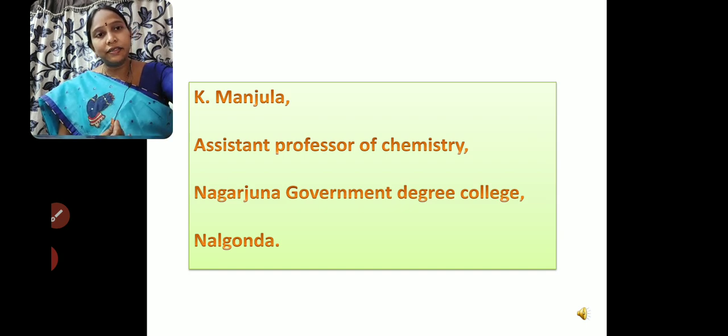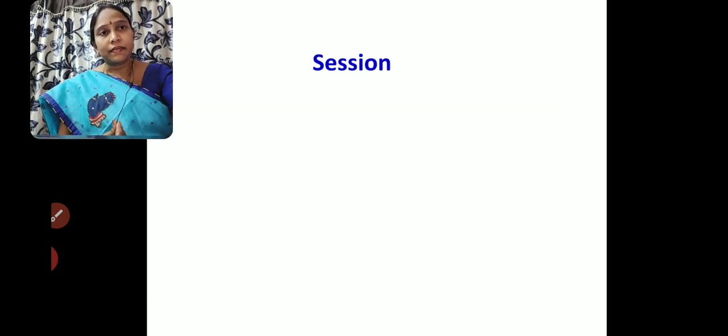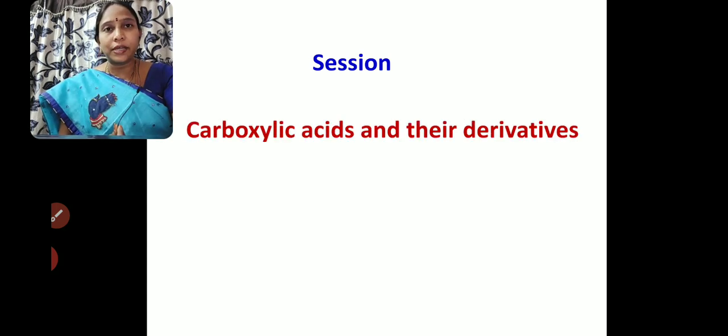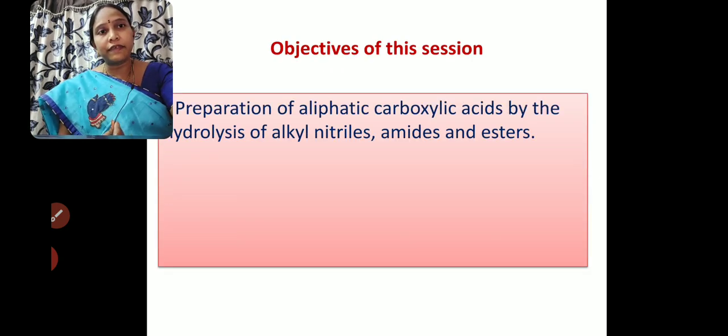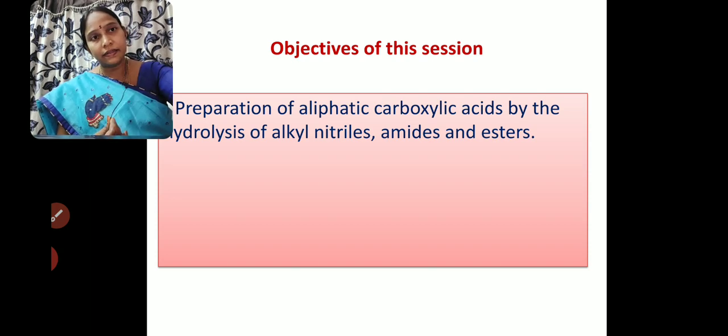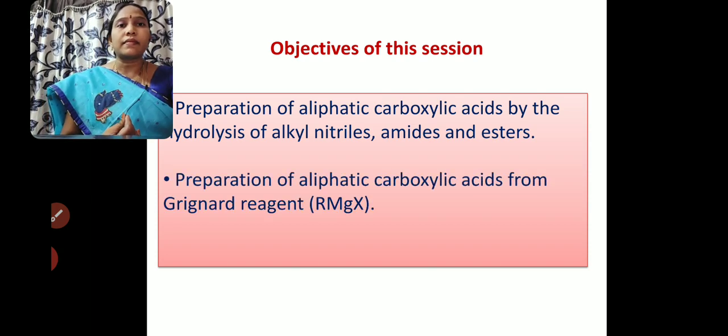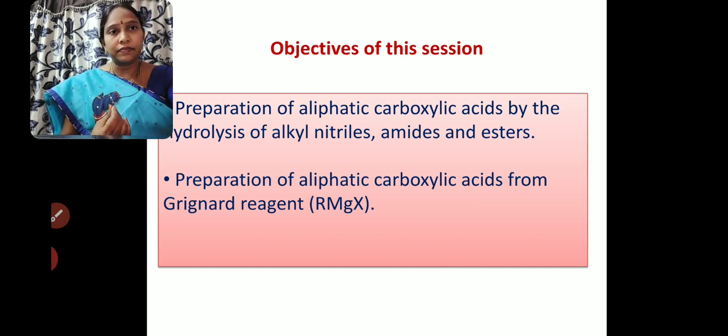In today's session, I am dealing with the chapter carboxylic acids and their derivatives. The main objectives of this session are preparation of aliphatic carboxylic acids by the hydrolysis of alkyl nitriles, amides and esters, and preparation of aliphatic carboxylic acids from Grignard reagent, that is RMgX.